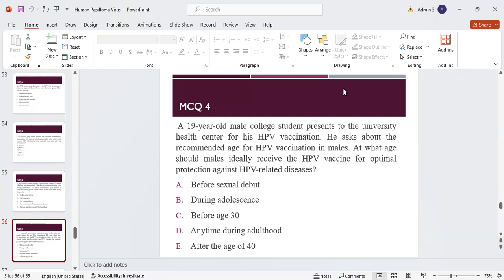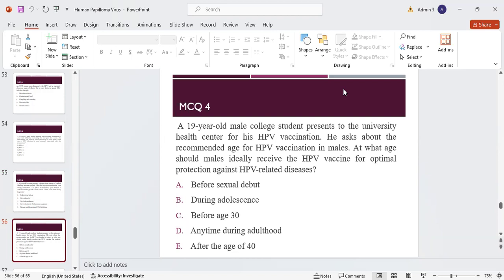A 19-year-old male college student presents to the University Health Center for HPV vaccination. He asks about the recommended age for HPV vaccination in males. At what age should males ideally receive the HPV vaccine for optimal protection against HPV-related disease? Option A, before sexual debut. Option B, during adolescence. Option C, before age 30. Option D, anytime during adulthood. Option E, after the age of 40.